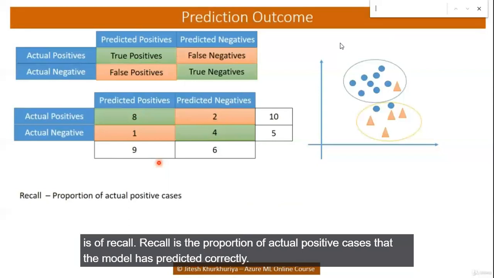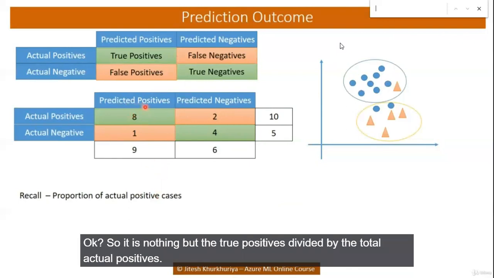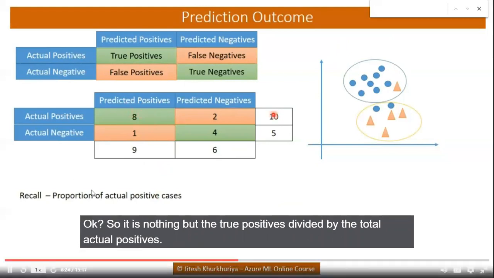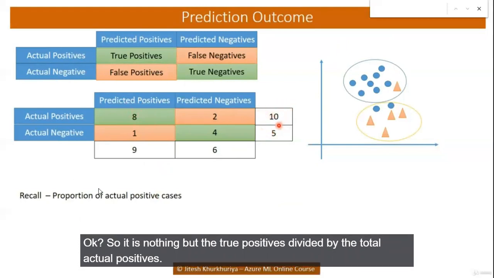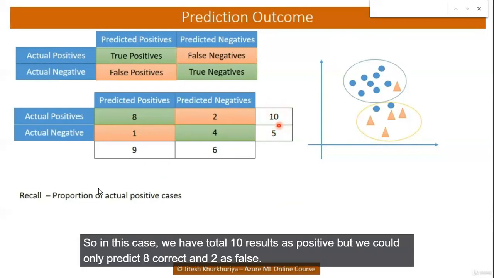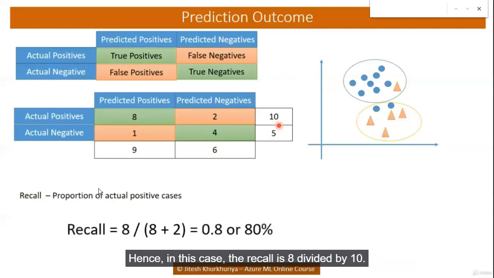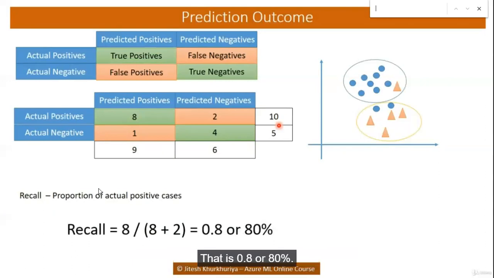Next result is recall. Recall is the proportion of actual positive cases that the model has predicted correctly. So it is nothing but the true positives divided by the total actual positives. So in this case, we have a total of 10 results as positive, but we could only predict 8 correctly and 2 as false. Hence, in this case, the recall is 8 divided by 10, that is 0.8 or 80%.